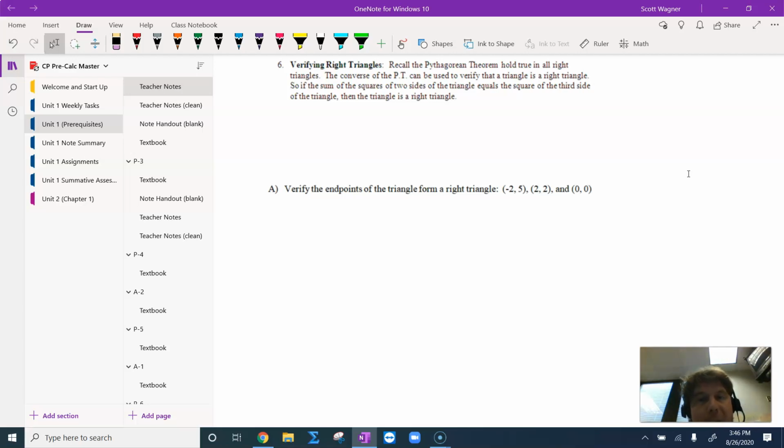So remember the Pythagorean theorem, a squared plus b squared equals c squared. What I'm asking you to do here is verify that this is or is not a right triangle. So what I would do is label each one of these points. One of them is going to be point A, the other one's going to be point B, and the third one's going to be point C. And what you want to do is try to find the distances between all of those points.